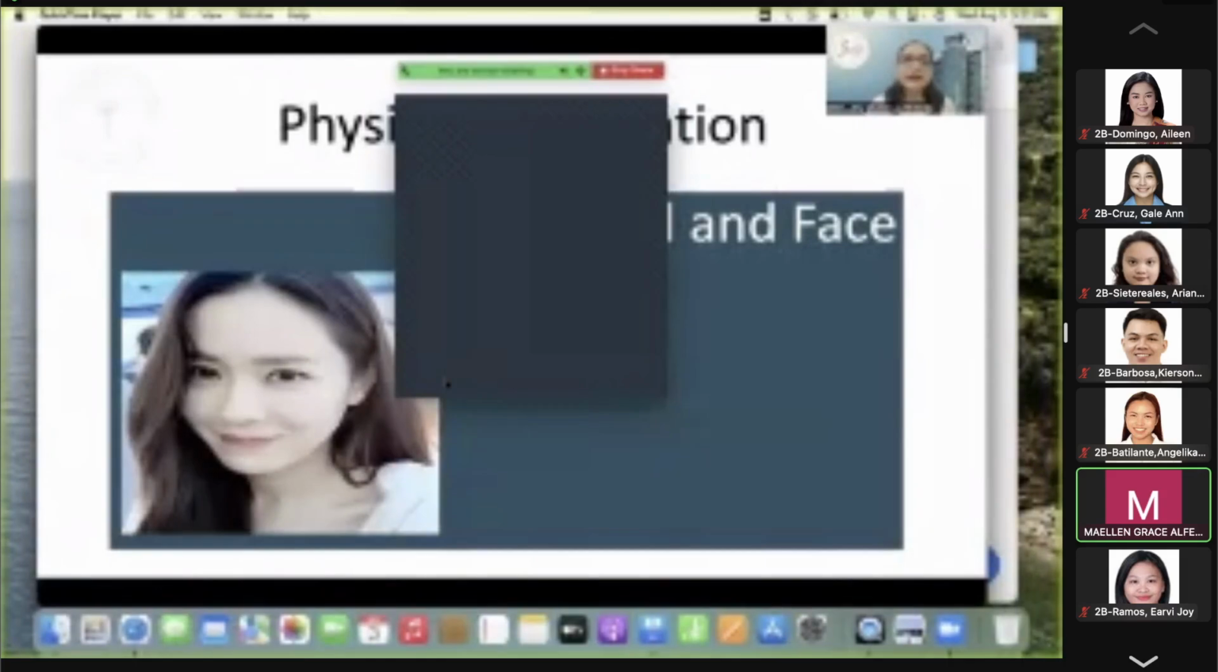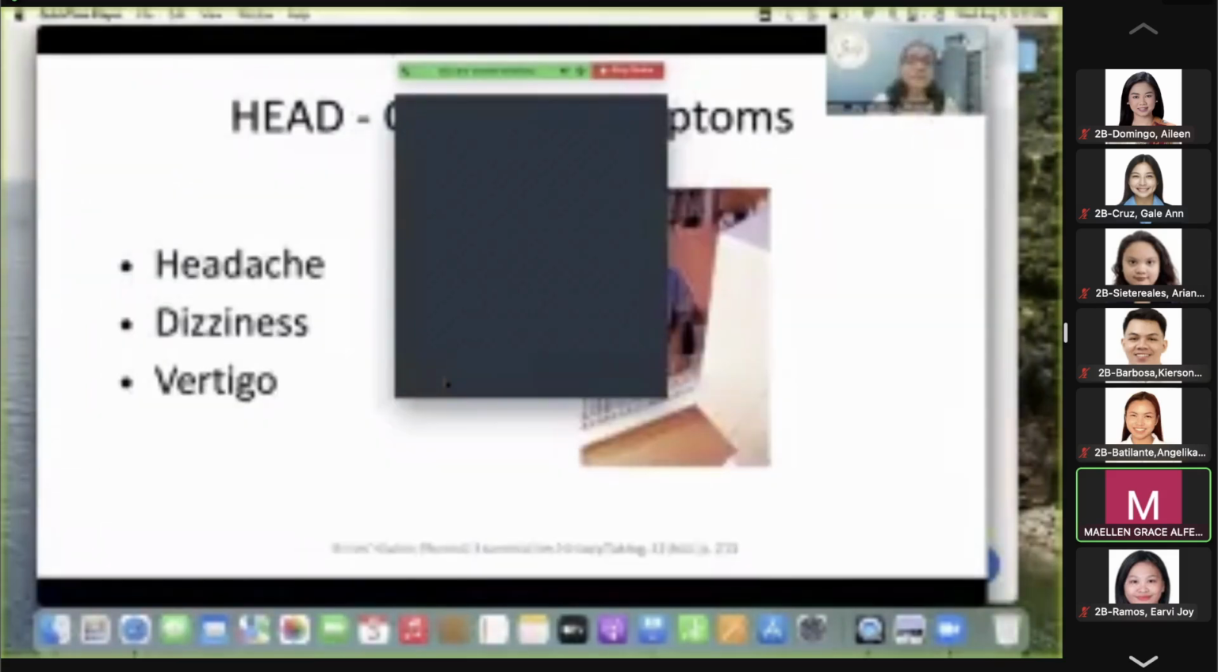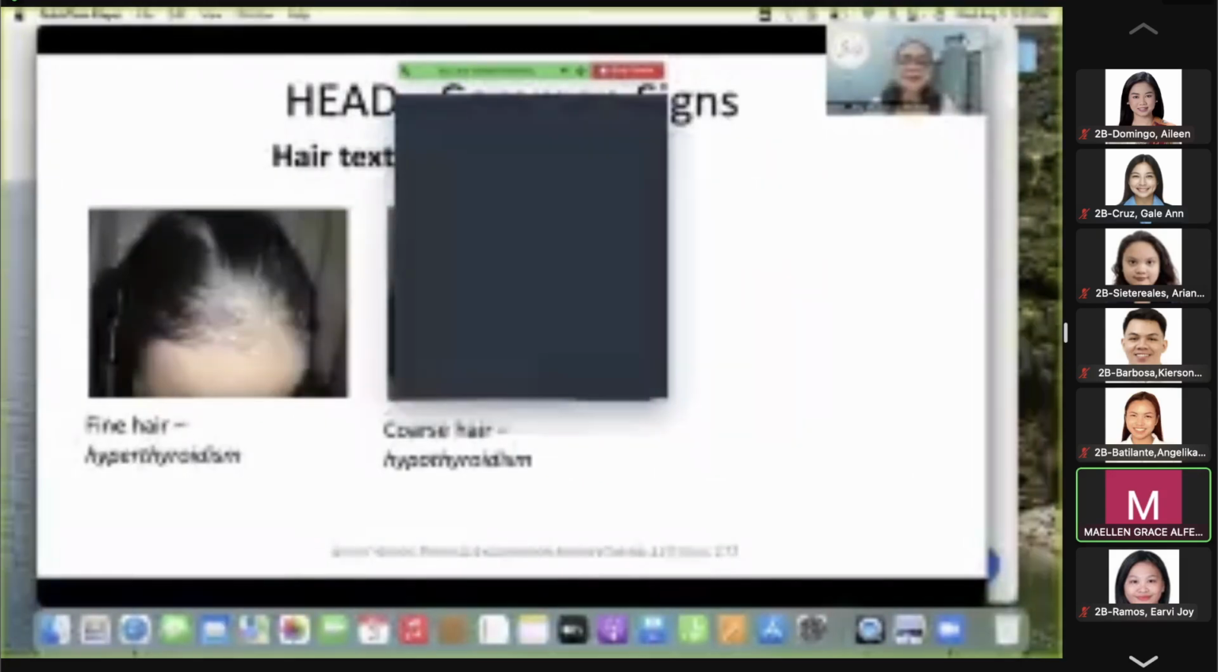Now, the common symptoms in the head would be headache, dizziness, and vertigo. However, the headache will be discussed during your neurologic examination, which is part of physical diagnosis B or CDB, and the dizziness and vertigo will be discussed later when we discuss the examination of the ears. So we will proceed now with the common signs in the head.